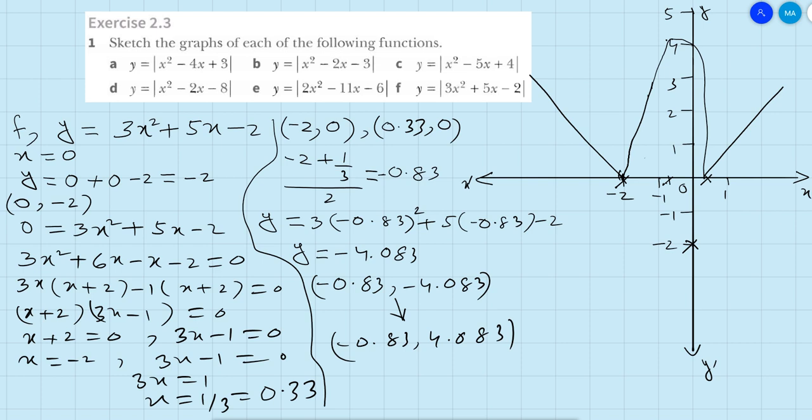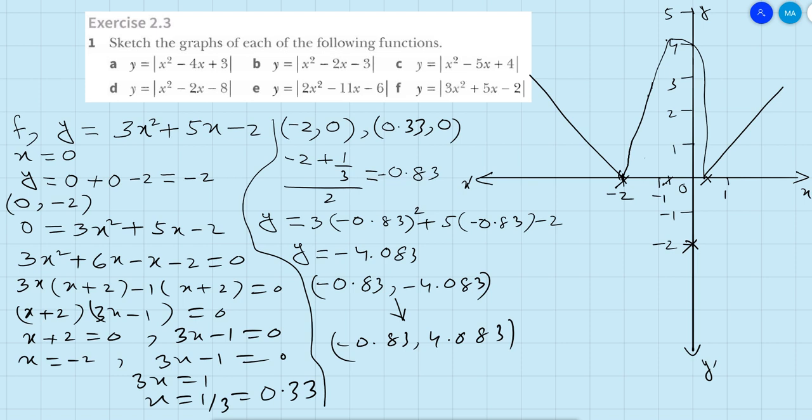I want to check all values again in order to have no mistake. So our question is 3x square plus 5x minus 2. When x is 0, then y is minus 2. 100% correct. Now 0 is equal to 3x square plus 5x minus 2. 2 3 is a 6, 6 1 is 6. So 3x square plus 6x minus 2 is equal to 0. No mistake. Take 3x common. 3 cancel to 3x plus 2. 3 to the 6. No mistake. Minus 1 x plus 2. So x plus 2, 3x minus 1 is equal to 0.